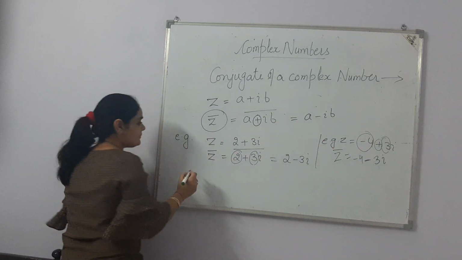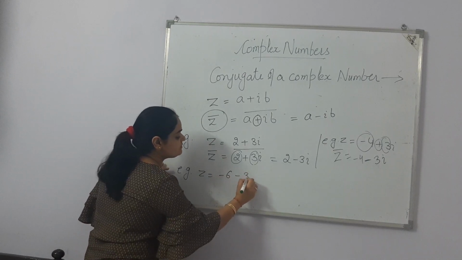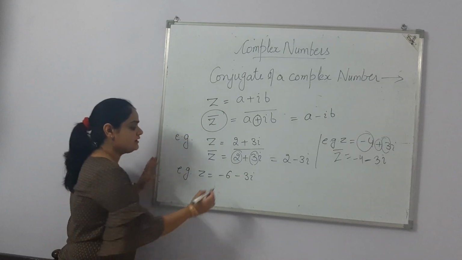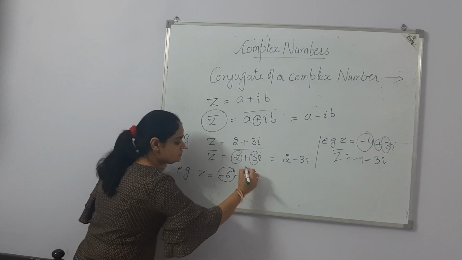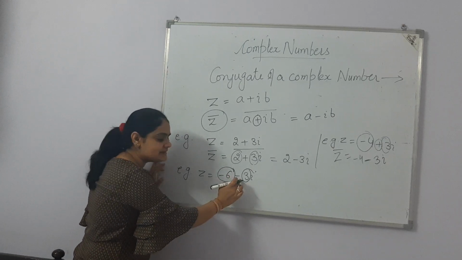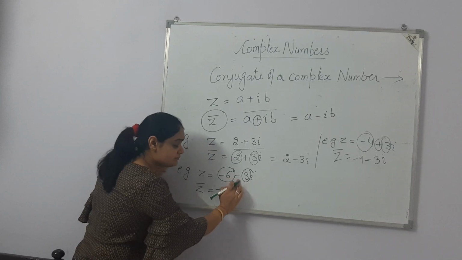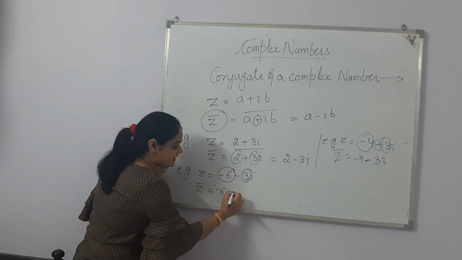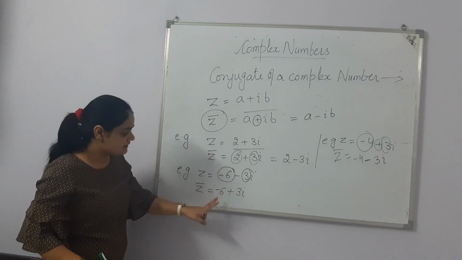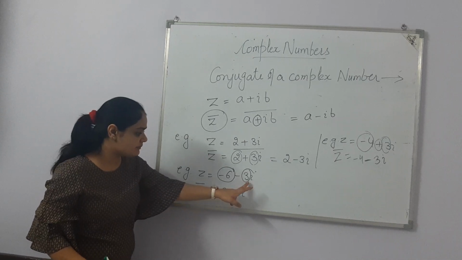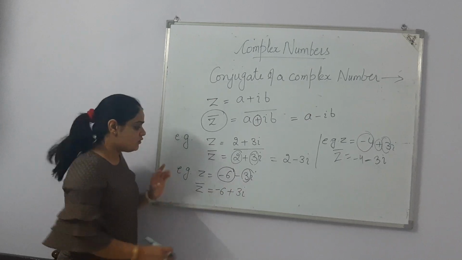Let's take another example. If z is equal to minus 6 minus 3 iota. So here the real part is minus 6, the imaginary part is 3, and the in-between symbol is negative. If we are doing the conjugate, then the in-between sign will be interchanged. The negative sign will change into positive 3 iota. The real part's negative sign will not be changed. The imaginary part was minus 3, now it is plus 3. Hope it is clear to you.